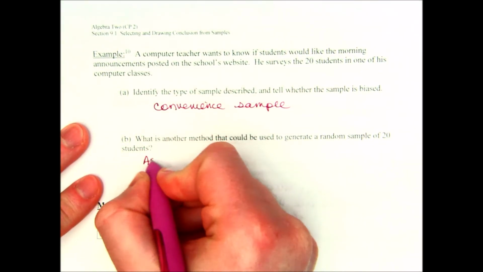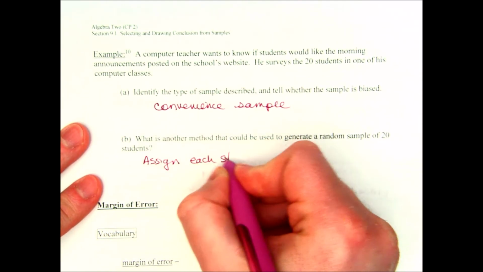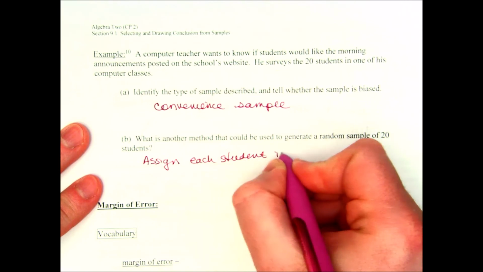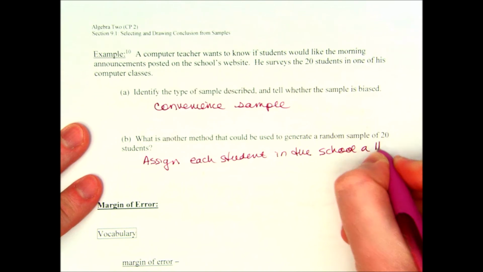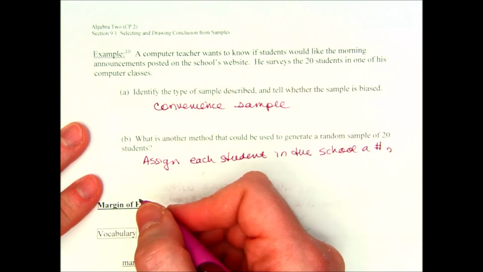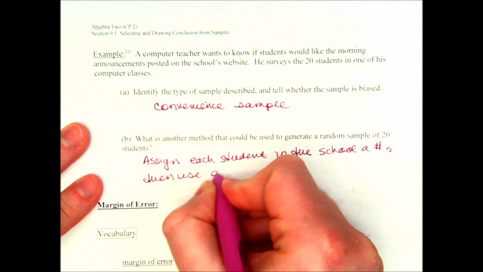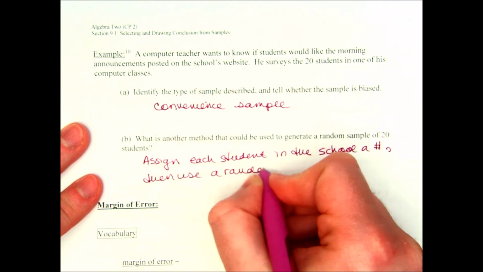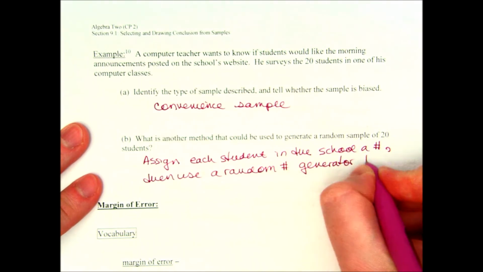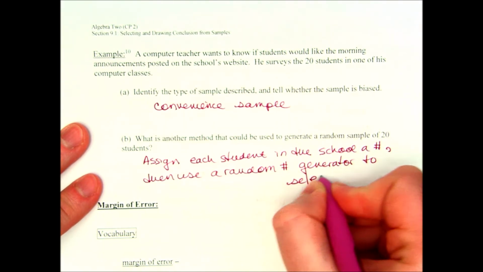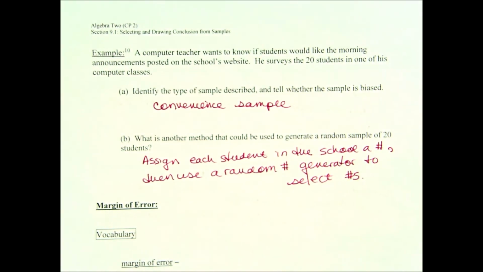Well, we could assign each student in the school a number. And then use a random number generator to select 20 numbers. And then, of course, we'll just pick the students who correspond with those 20 numbers.